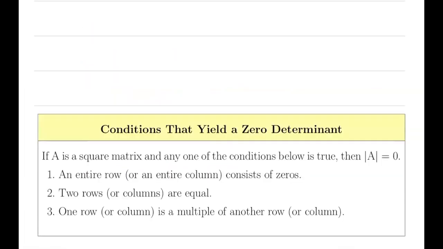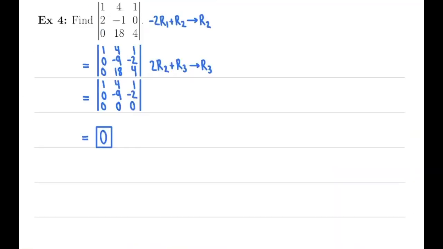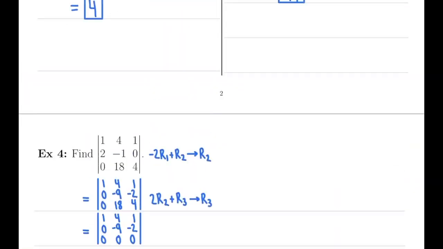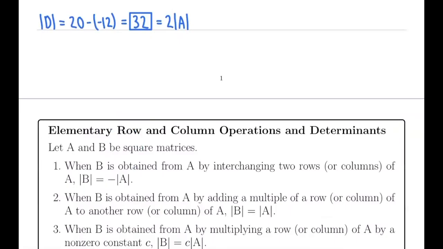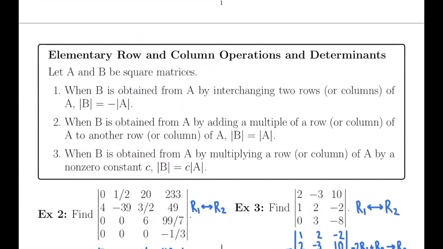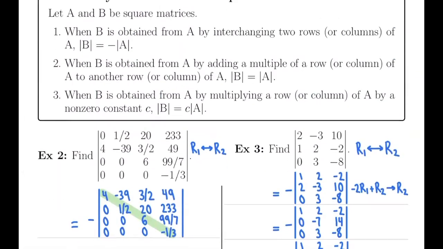By the way, even if none of these conditions are true, you can still get a 0 determinant. This is just saying if one of these conditions is true, then you're guaranteed to have a 0 determinant. All right, so that's how you find the determinant of a matrix using elementary row or elementary column operations. Everything I did with row operations can also be done with column operations, and the same rules apply.